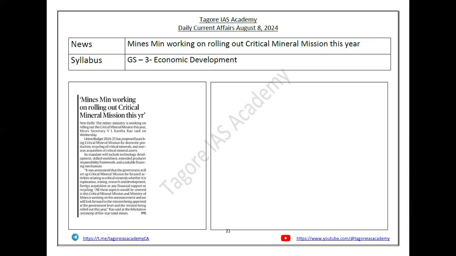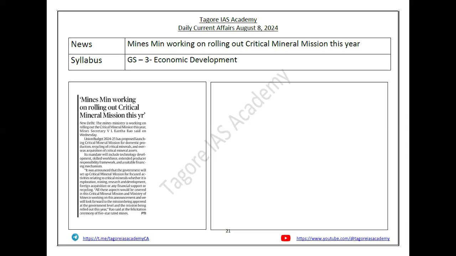Okay, next is the critical minerals mission. This has not come yet, it will most likely come. What is written is that it will be coming by the end of this year. Of course the budget proposed it, but only once it comes will we see it.